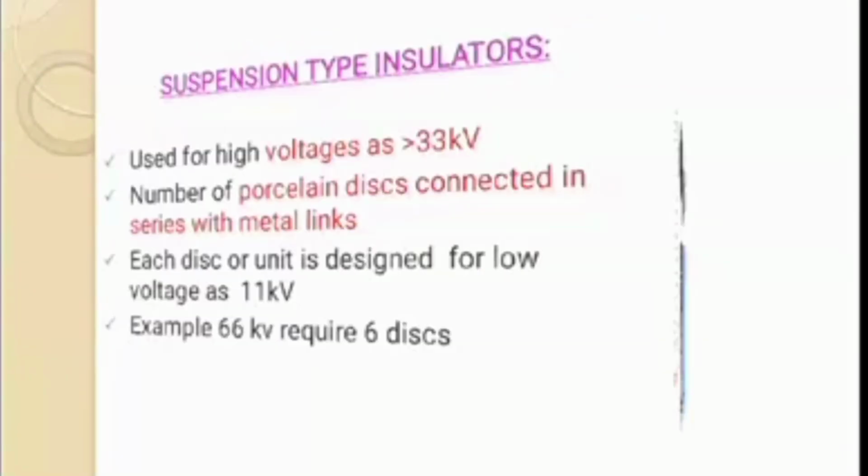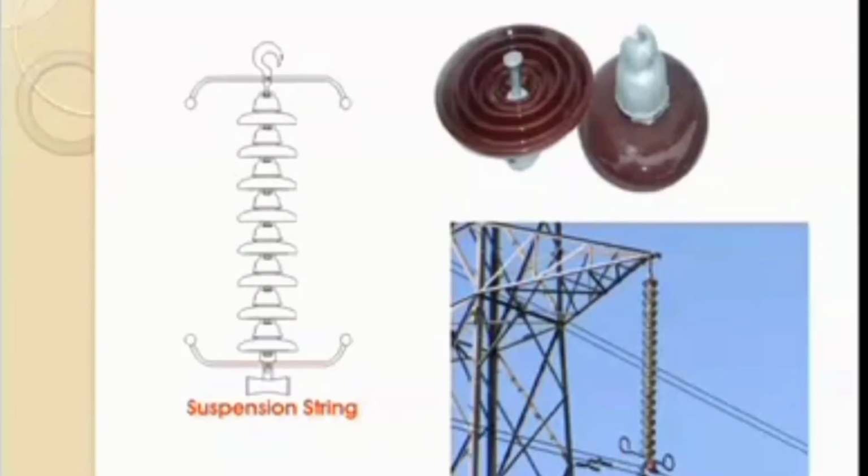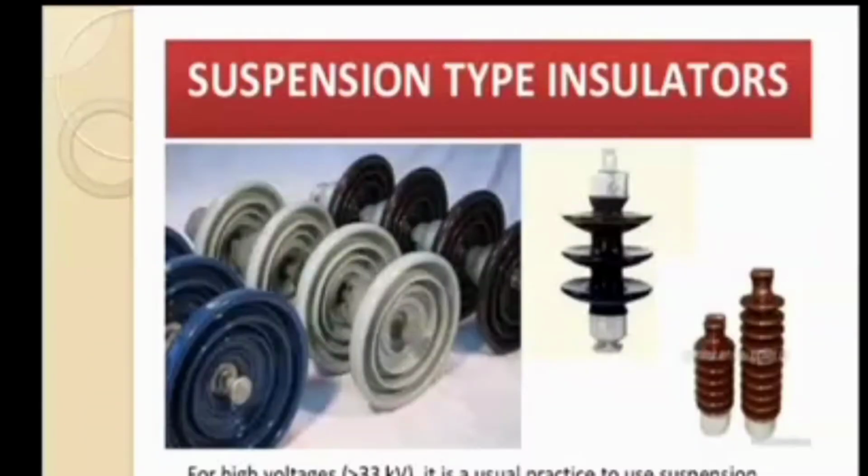Next, we are going to see a practical image of suspension type insulator. As I said earlier, suspension type insulators are always connected in a horizontal fashion. The strings which are connected in horizontal fashion are mostly used on the transmission side. This is a string arrangement of suspension type insulator images.